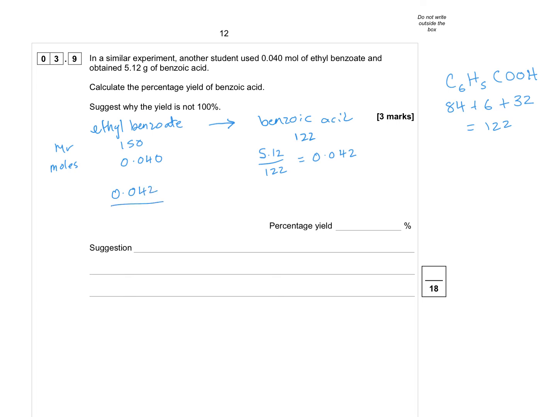So if we do the number of moles of the product divided by the number of moles of the reactant and times it by 100, we end up with a percentage yield of 105%. So suggest why it's not 100%. It's not that we've lost any during the process, we've actually ended up with more, and this would suggest that there's still some impurities in there. Perhaps it wasn't dried sufficiently. So could still have some water or some solvent on the benzoic acid crystals.